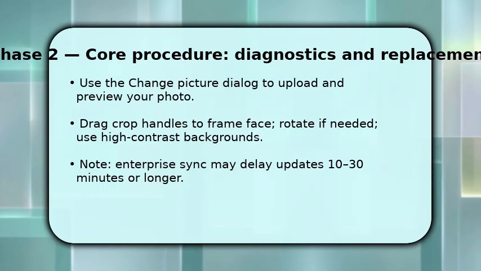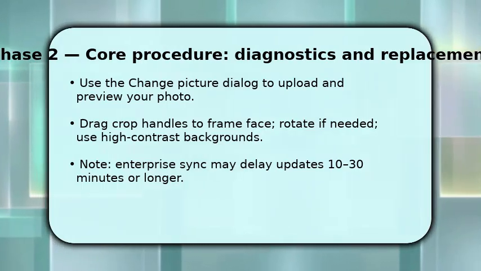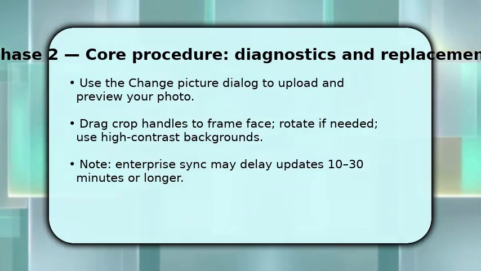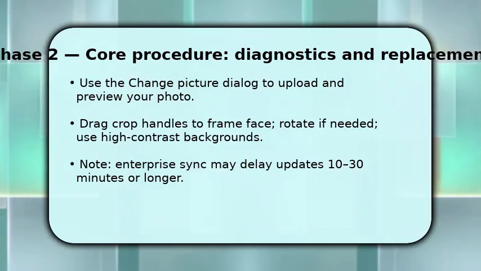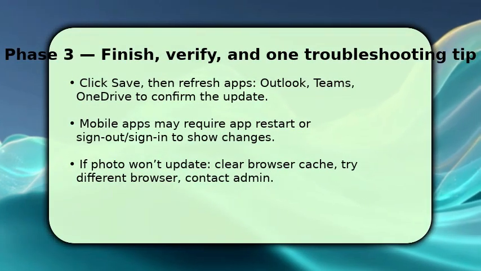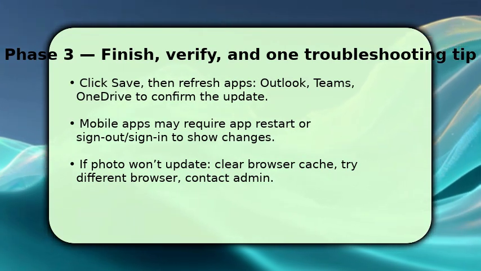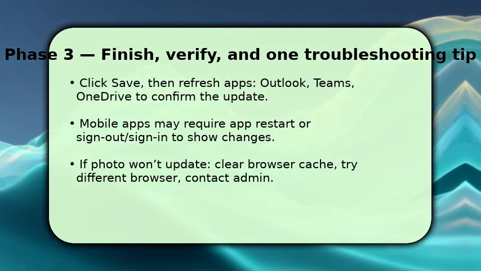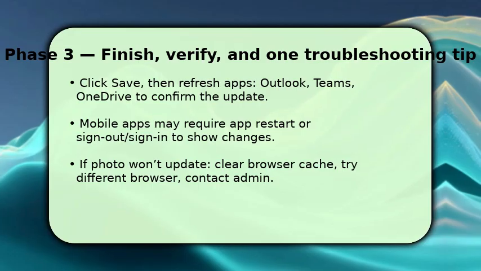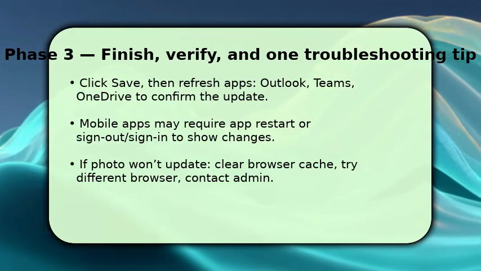Once done, Microsoft begins propagating the new image across Exchange, Teams, and SharePoint, which can take several minutes. Save your change and then confirm across apps. Refresh Outlook, Teams, and OneDrive web pages to force the new image to appear. On mobile, make sure to restart the app or sign out and back in so the cache updates.